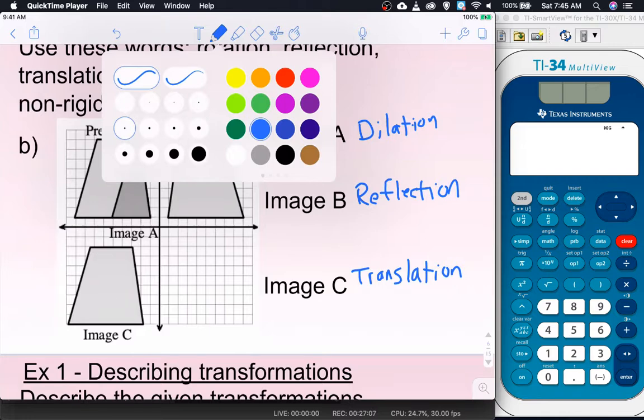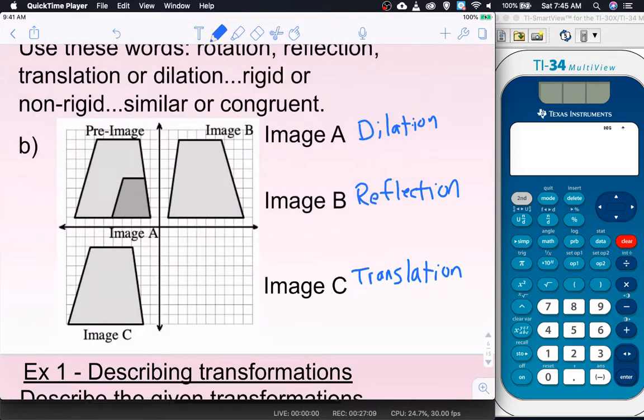Let's get better answers. We'll keep blue. So dilation. How did it dilate? Well, we need two things for our dilation to make it the best answer. We need to know the scale factor. Did it get bigger, smaller? How much bigger? How much smaller? Is it 2 times bigger? Half as big? Stuff like that. And the center of dilation.